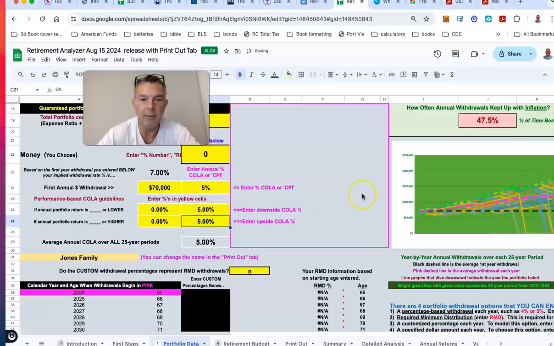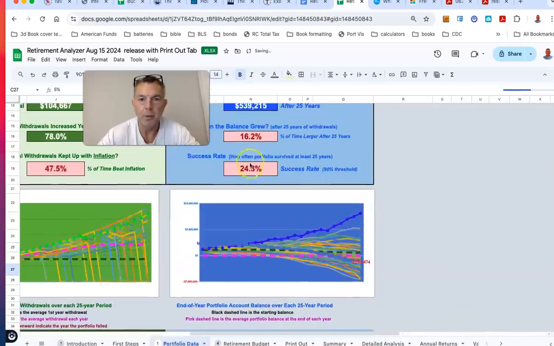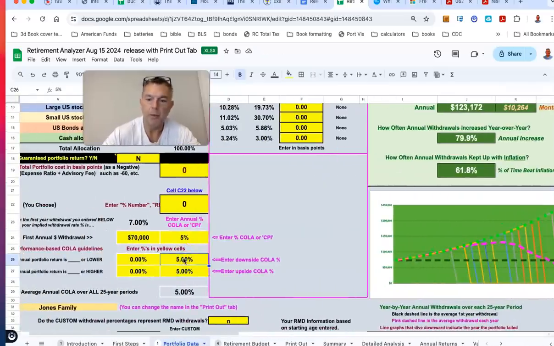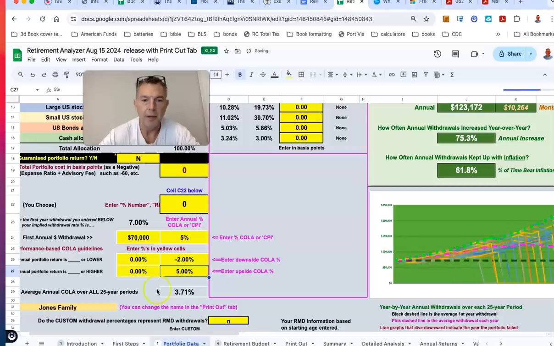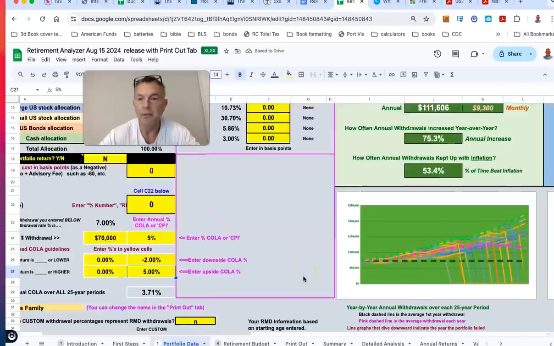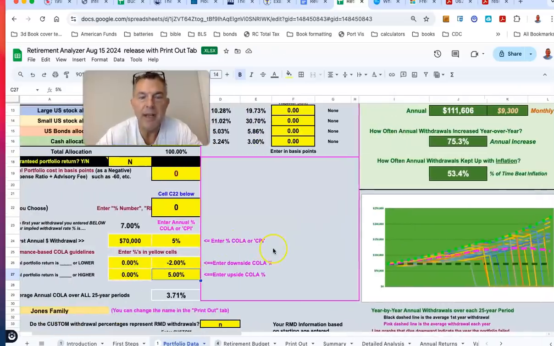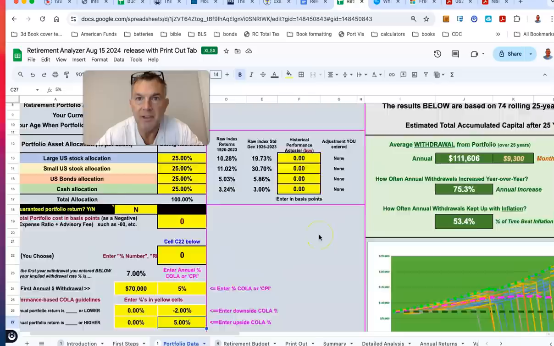Of course, if you do 5%, you're going to be in a world of hurt here, because when the markets go down, I'm increasing by 5%. That's not what we want to do. We want to go negative 5. Actually, negative 2 is what I wanted to do, and 5 right there. So our average CPI is 3.71, and still 63% of the time we have money when we're dead. And that's with a negative 2% decline when the markets go down, and a 5% increase when the markets go up, with a 7% starting out rate.